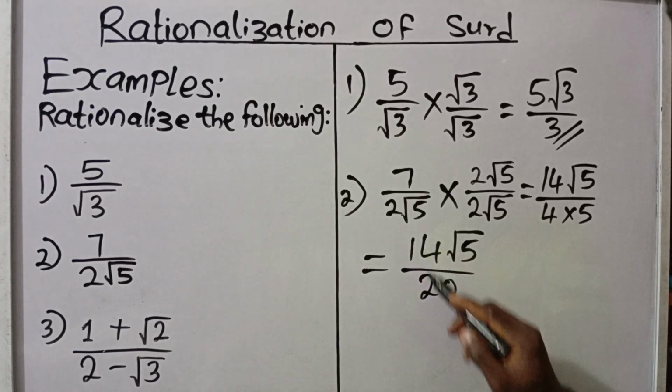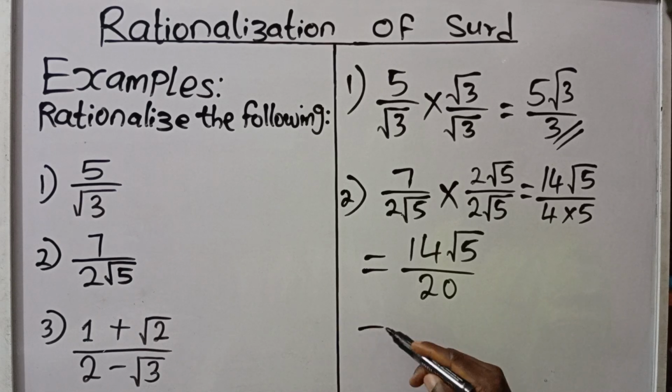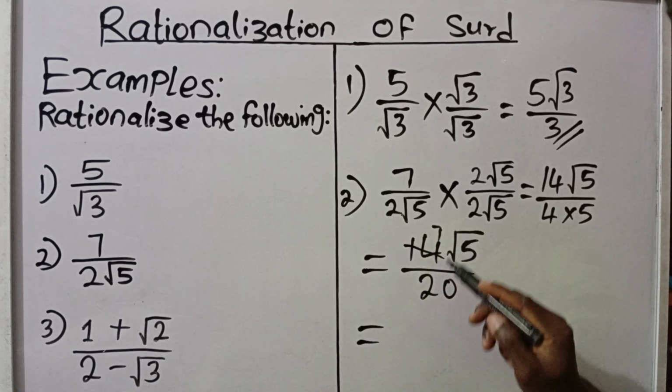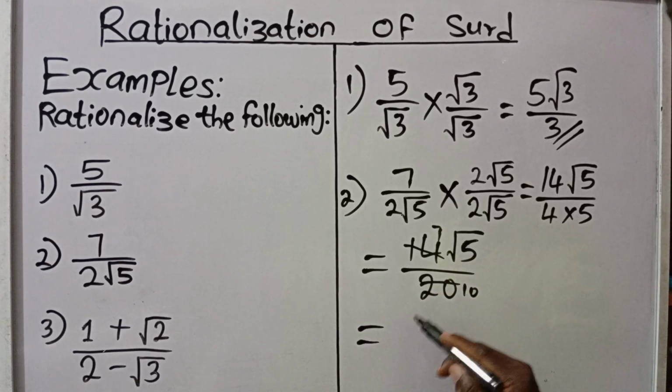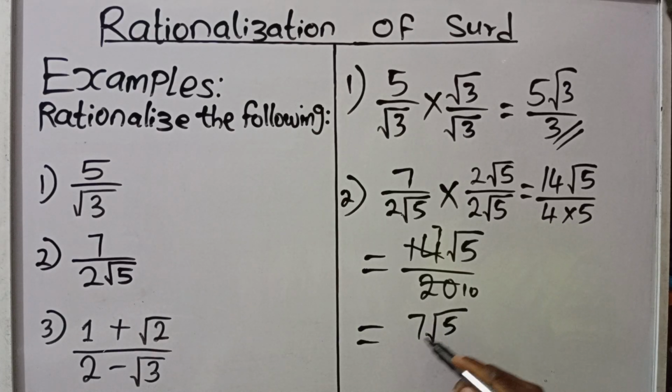We can actually reduce this to the lowest term because this is a product. To reduce it to the lowest term, 2 divided into this will give us 7. Then 2 divided into this will give us 10. So we can't go further than this. So the final answer will now be 7 root 5 all over 10. So this is the final solution to this particular question.